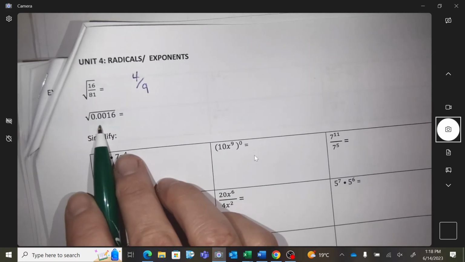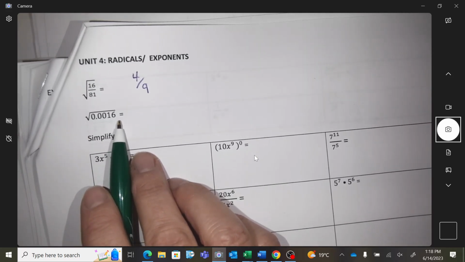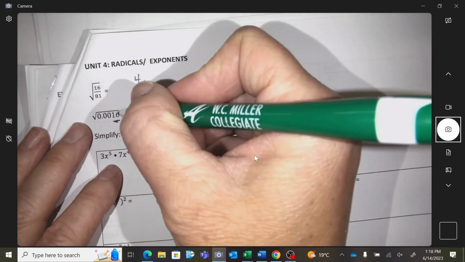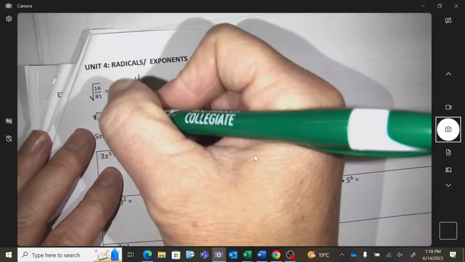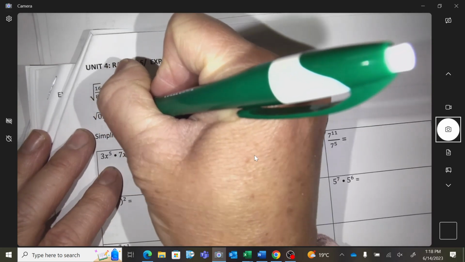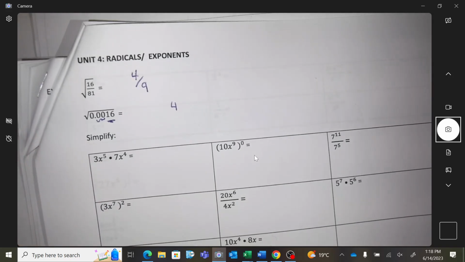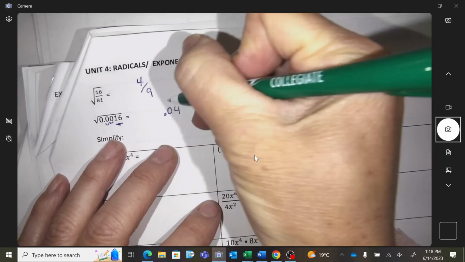Okay, so the square root of 16 is 4. And then there's two zeros after the decimal. So instead of two zeros and I square root that, it would become 1 0.